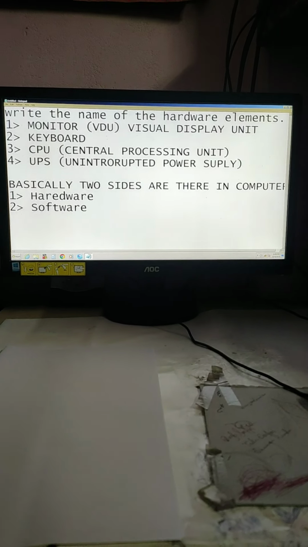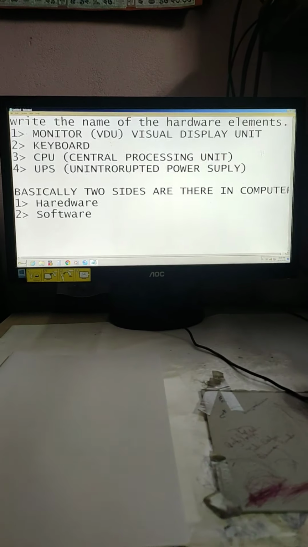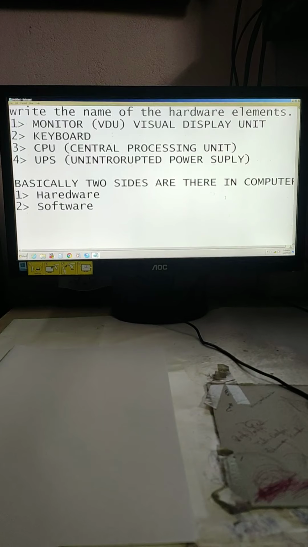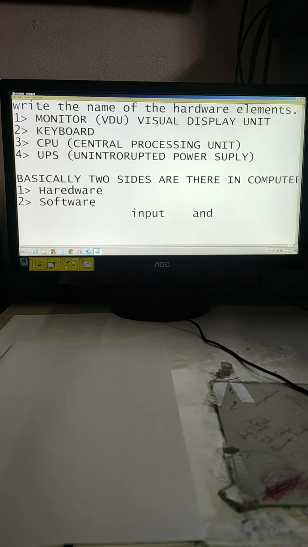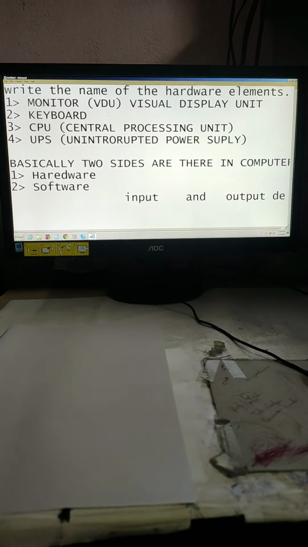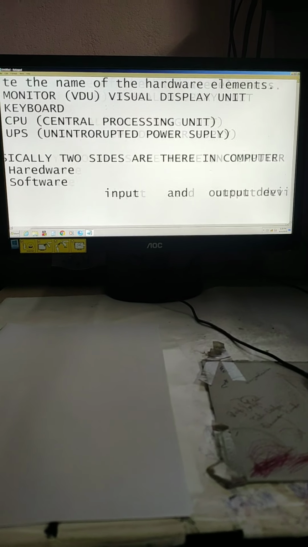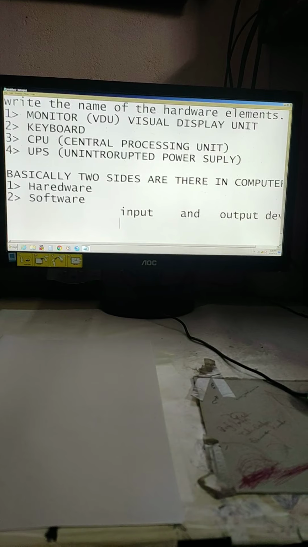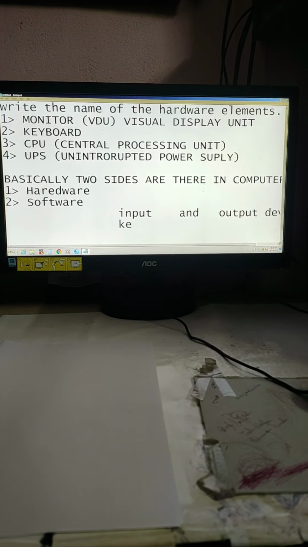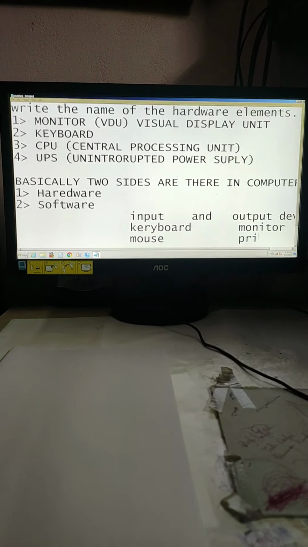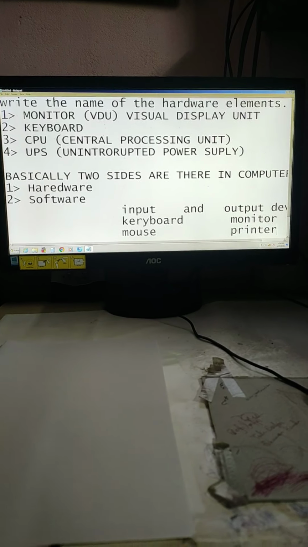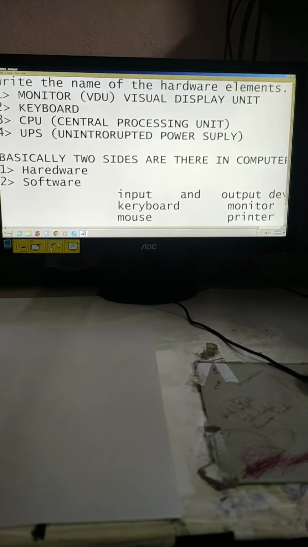Now write down, I will show you one difference between input and output devices. So what are input devices? Under input, keyboard. Output, monitor. Input, mouse, and output, printer. There are also other hardware elements which are input and output. So these four I am basically showing you now.